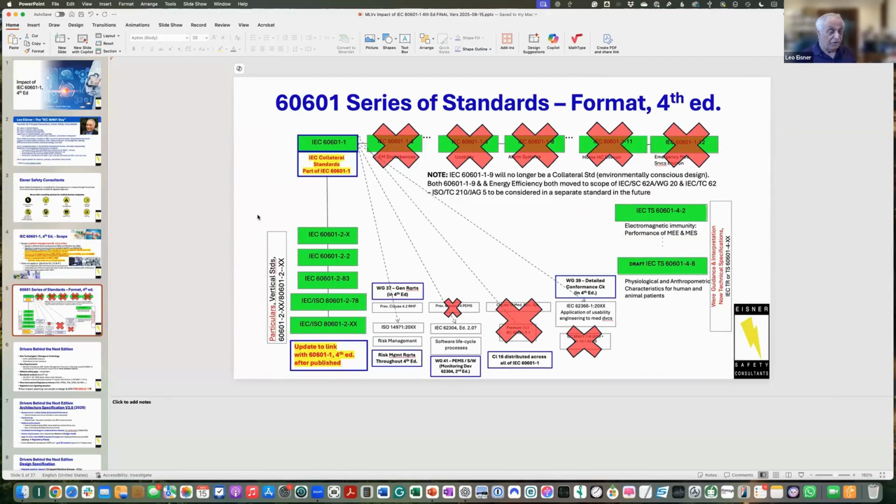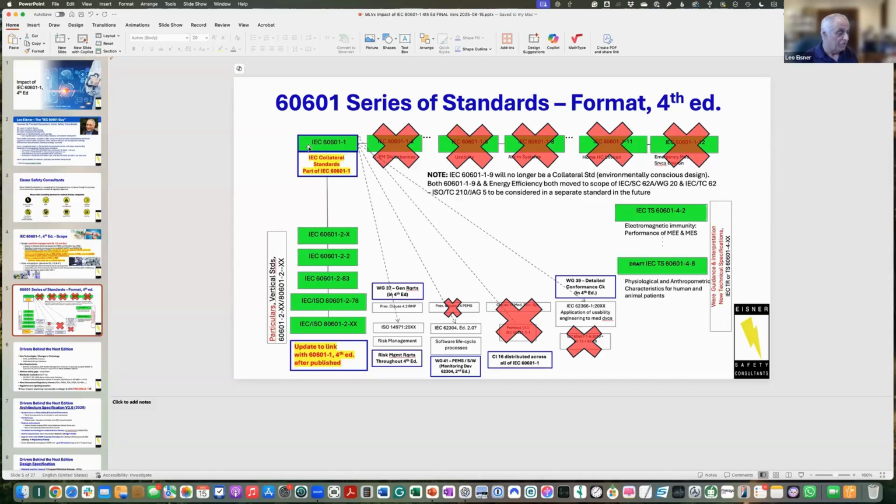The series of standards and the formatting is going to change significantly in the fourth edition. In the third edition series, 3.0, 3.1, 3.2, we had all these collateral standards, the horizontal standards that apply pretty much across the board: the EMC standard 1-2, the usability standard 1-6, the 1-8 for alarms, and then other collaterals that may or may not apply. Those are all going to get shrunk down and shoved into the general standard.